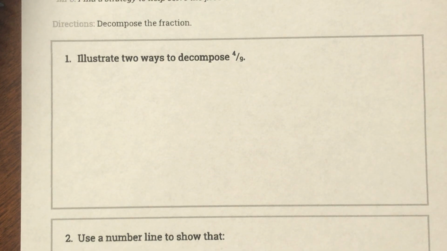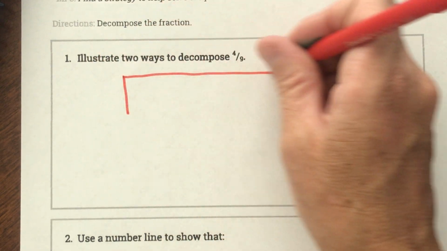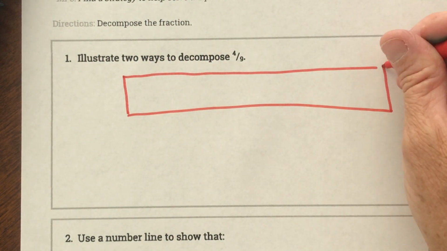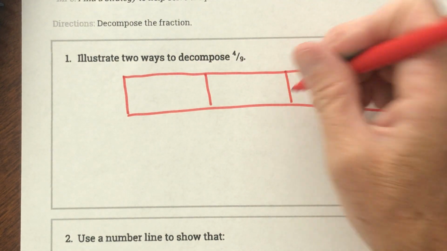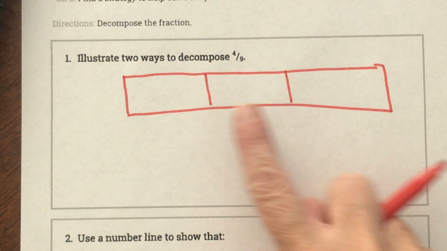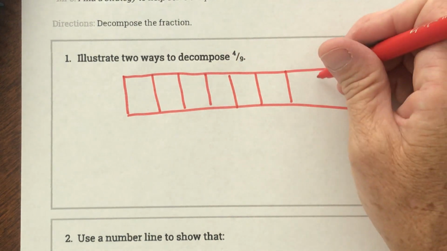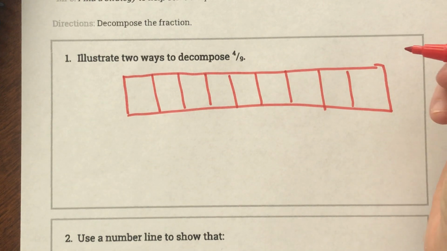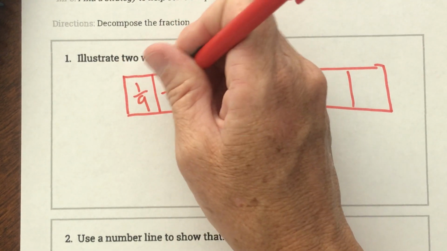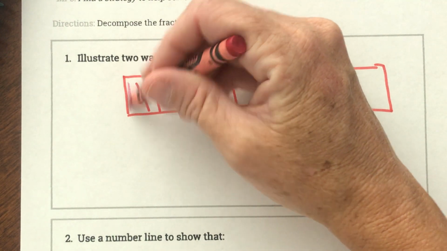Okay, so I'm going to actually use an area model for this one. So I'm first going to draw it. So what does 4/9 look like? Well, a denominator of 9 tells me that my whole was partitioned into ninths. So I'm going to partition it into thirds first and then cut these up. And then the numerator 4 tells me I have 4 of them. So I have 1/9, 1/9, 1/9, and 1/9. I only have these 4.